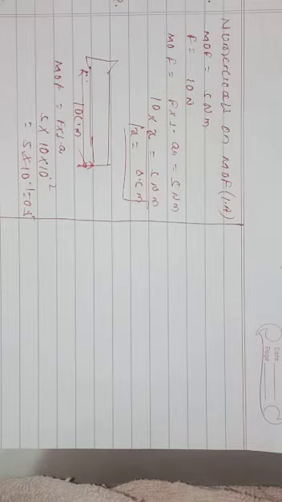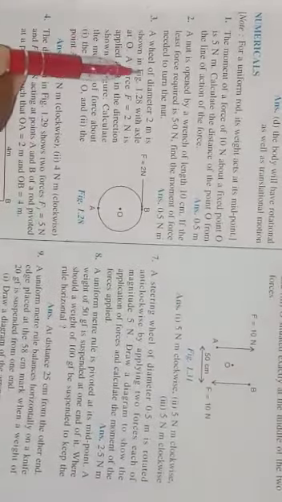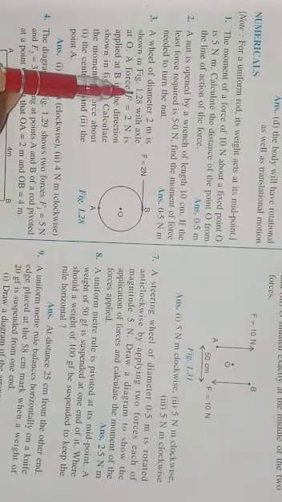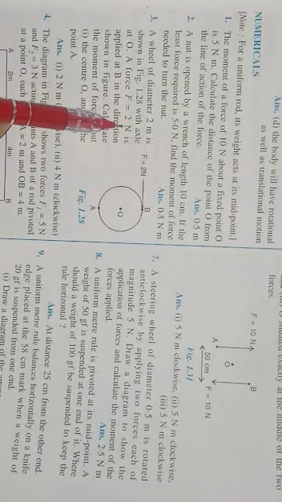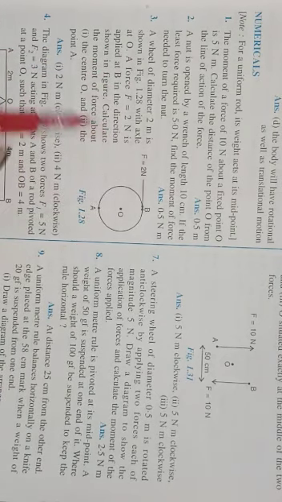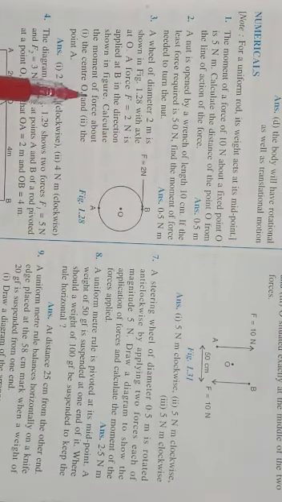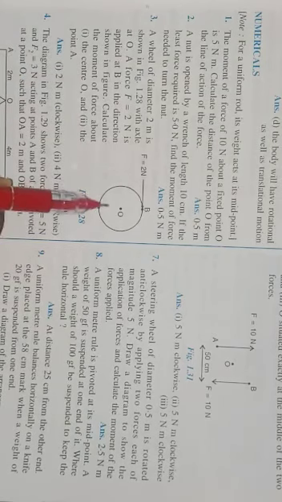Question number 3. A wheel of diameter 2 meter is shown in the figure. You can see it in this figure. A wheel of diameter 2 meter is shown in figure 1.28 with axle at O. A force F equal to 2 Newton is applied at B in the direction shown in the figure. This is the direction. Calculate the moment of force about the center O. Guys, this is the center O.